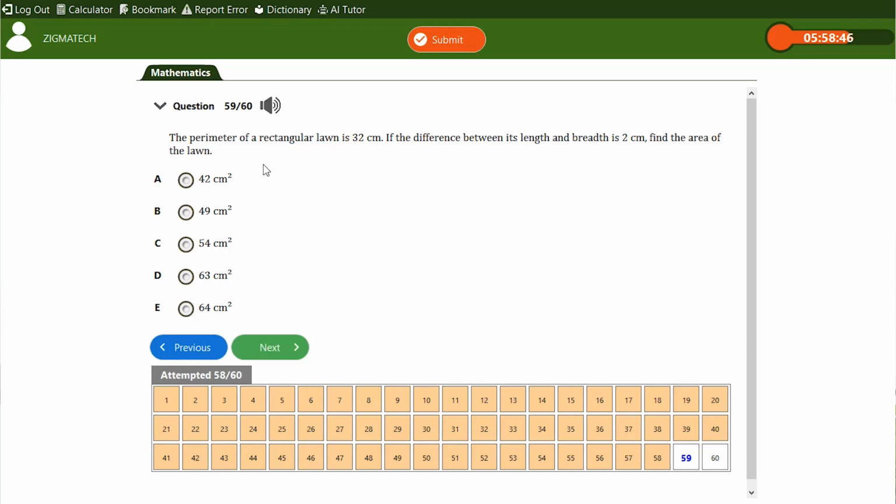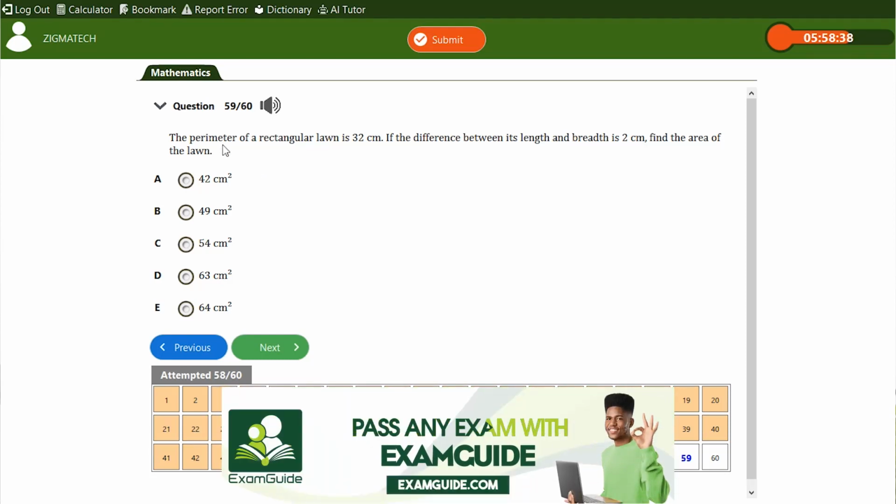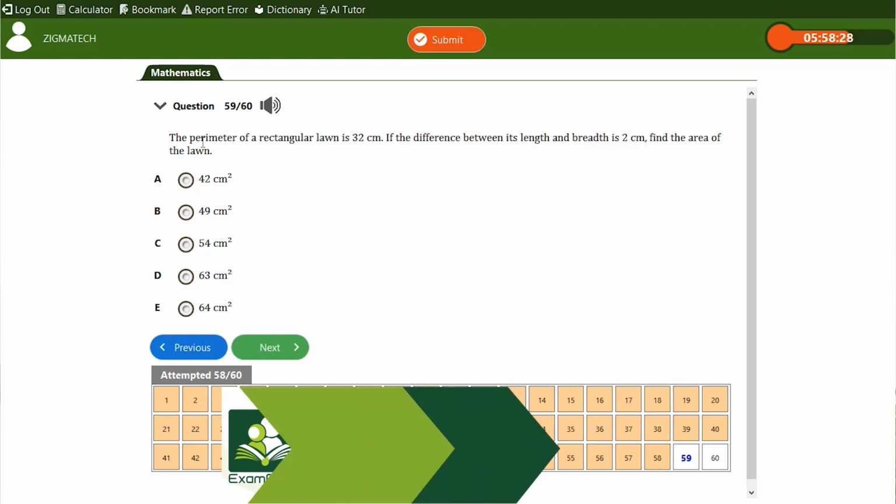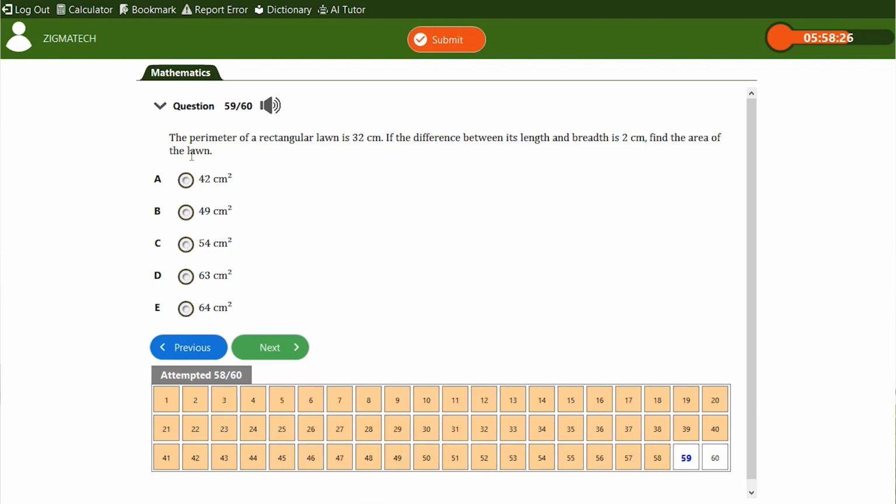So let's look at 59, before the last question. It says the perimeter of a rectangular lawn is 32 cm. If the difference between its length and breadth is 2 cm, find the area of the lawn. Now, look at this question very well. They did not give you what the length is and what the breadth is.